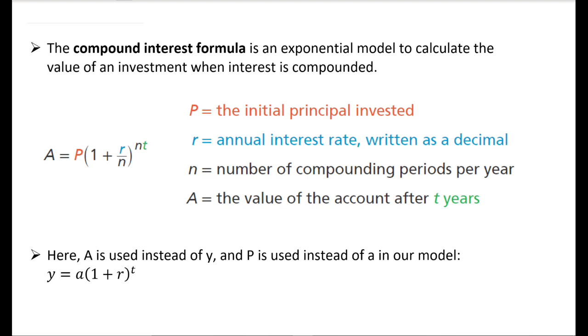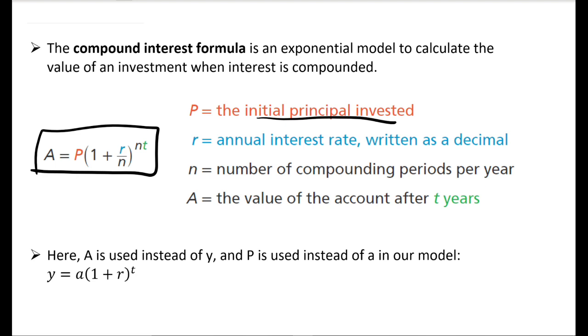So how do we calculate it? Well, the compound interest formula is an exponential model to calculate the value of an investment when interest is compounded. So the formula is given over here. A equals P times 1 plus r over n, raised to the n times t. P is the principal that was invested, the amount of money that you borrowed, or let's say the amount of money that you invested in a savings account or something like that, in a stock.